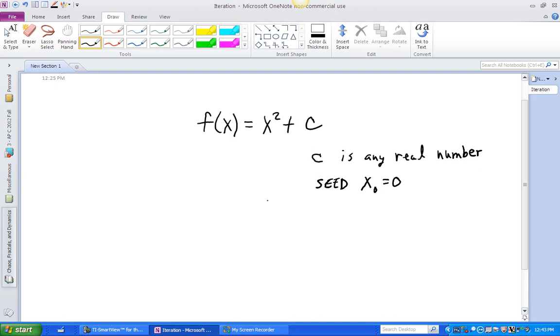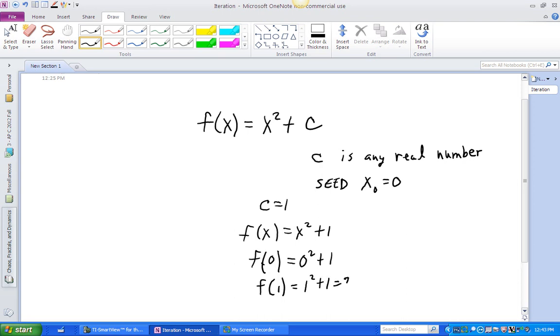So we've already done c equals 2. Let's try c equals 1. So then f of x will equal x squared plus 1. And we're starting with 0, so f of 0 is 0 squared plus 1. And then f of 1 would be 1 squared plus 1, which is 2. And f of 2 would be 2 squared plus 1, which is 5. And f of 5 would be 5 squared plus 1, which is 26, etc. And this wasn't any more interesting than x squared plus 2, because it still escaped.